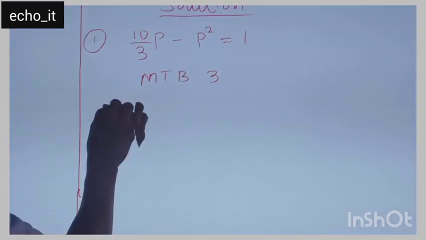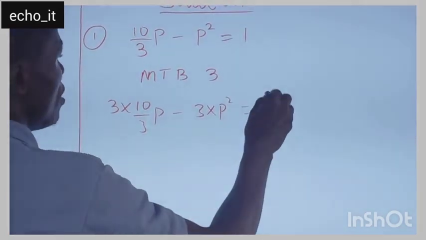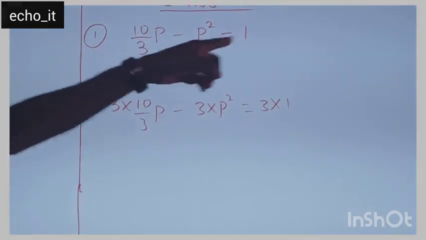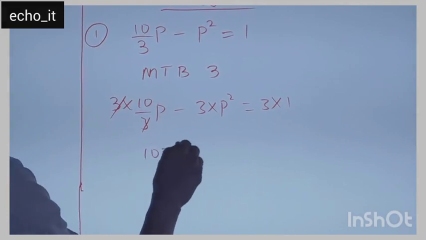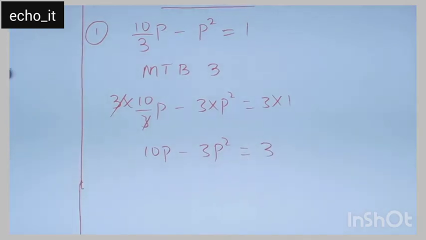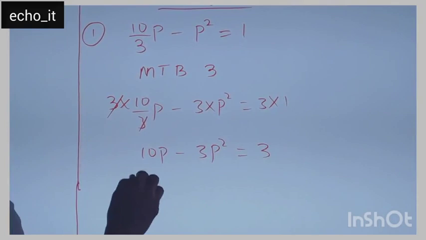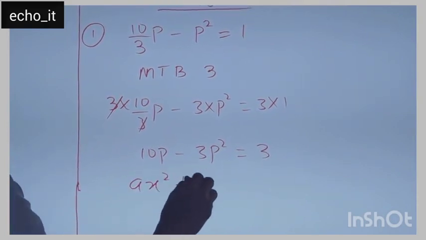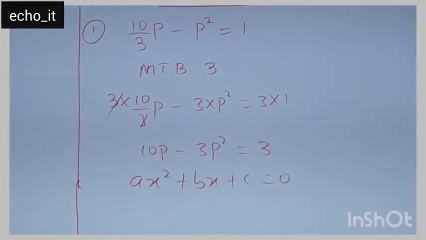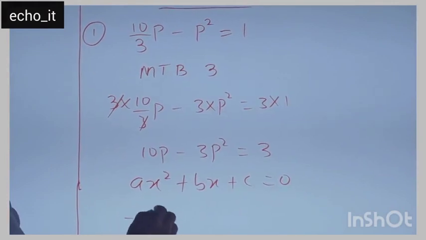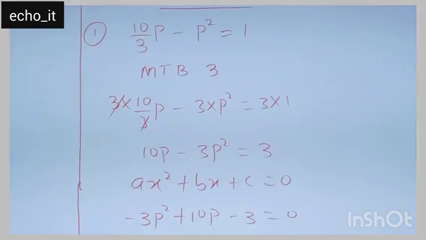So we have 3 times 10 over 3p, 3 times p squared, 3 times the value of the equation. So this 3 goes with this. And we have 10p minus 3p squared equals to 3. Then you rearrange to the standard form of quadratic equation. Remember, if you recall, it is ax squared plus bx plus c. So to rearrange this, I will have minus 3p squared plus 10p, bringing 3 here, minus 3 equal to 0.